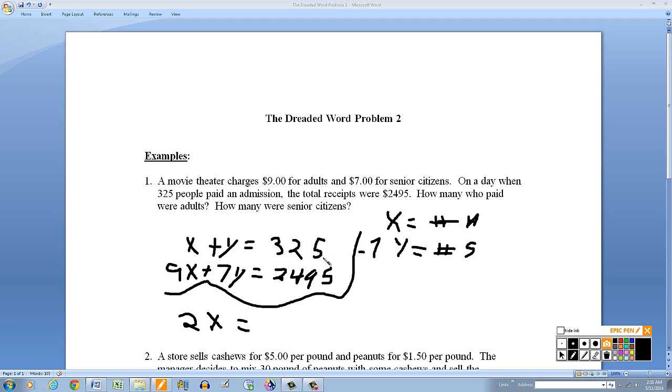And then multiply 325 times -7 and then add it to 2495, and that'll give you 220. Okay, solve that equation for x. Divide both sides by 2, and you get x is equal to 110.